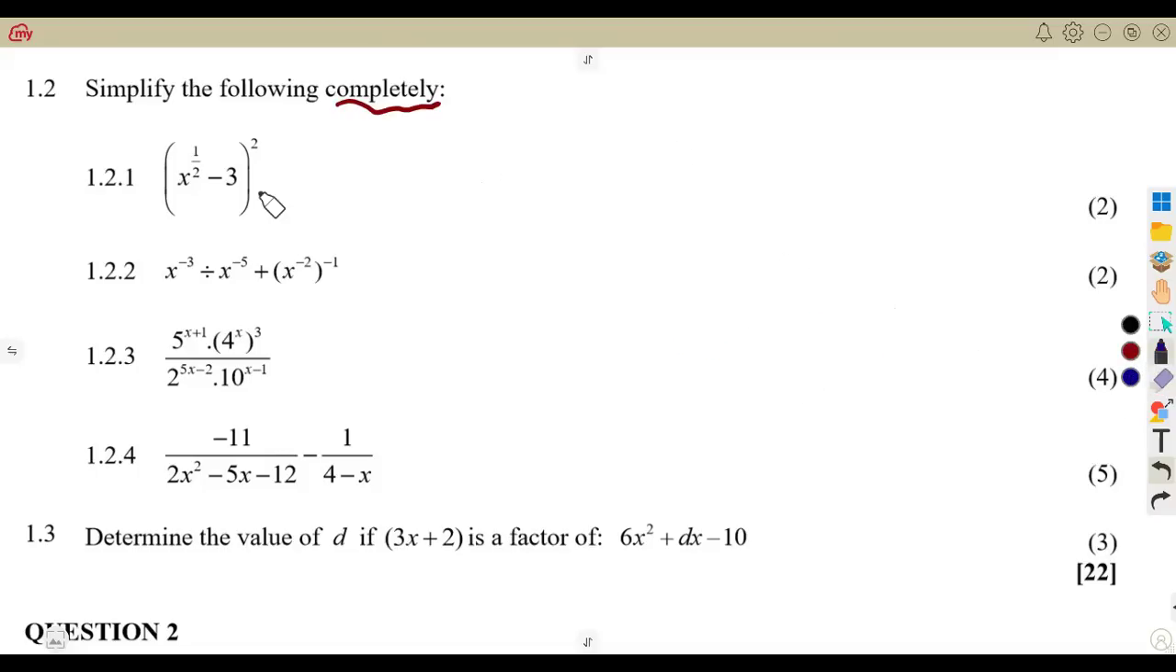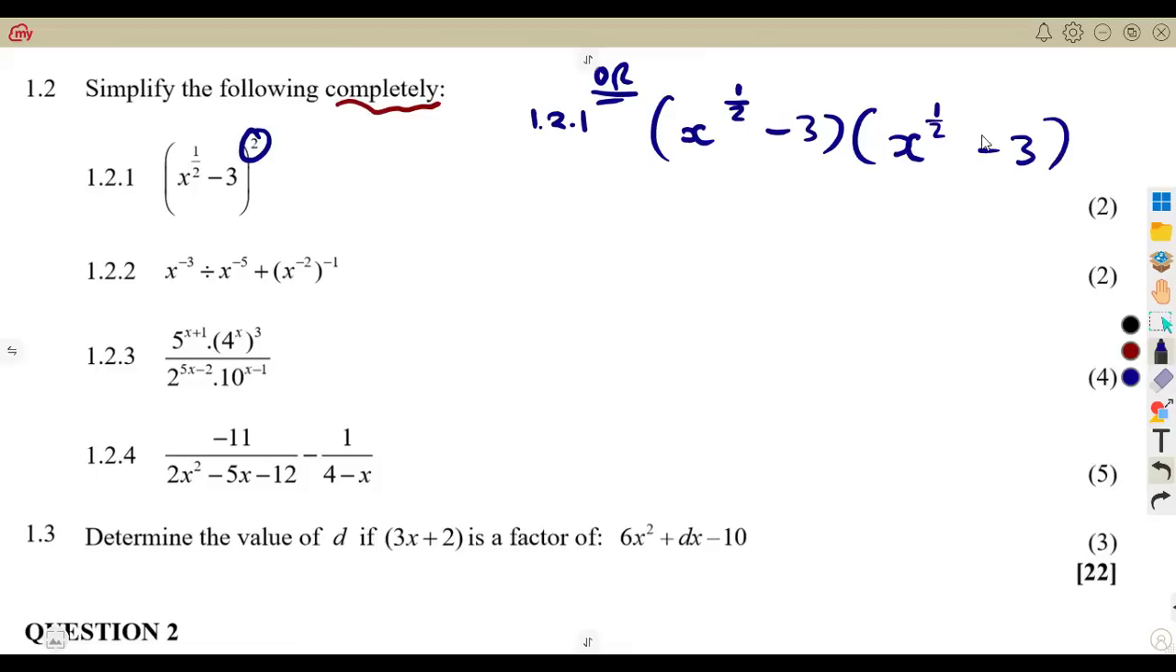We could have expanded because we know that to the exponent of 2 means that there are 2 brackets there. We can also do that. Write your 2 brackets, x to the exponent of half minus 3 like this. Another bracket, x to the exponent of half minus 3. There are 2 squared. It's a repetition, 2 brackets as they are. You repeat them. Then you can use the FOIL method.